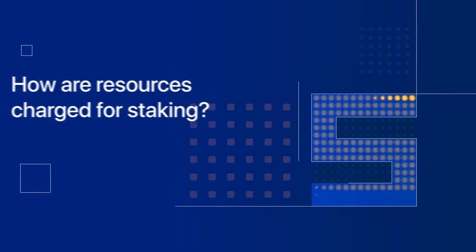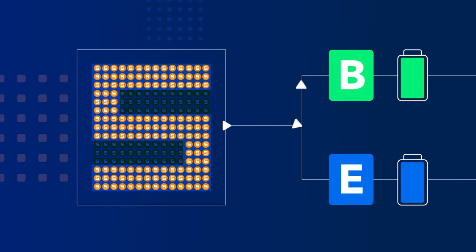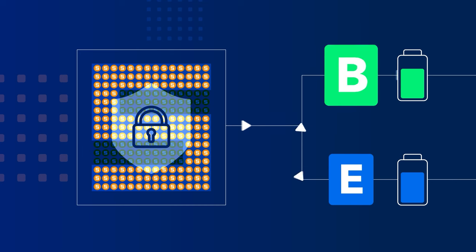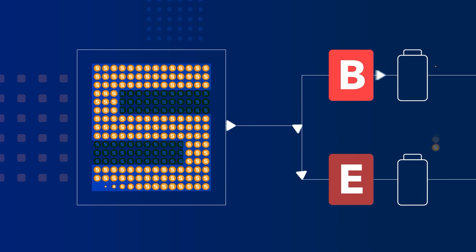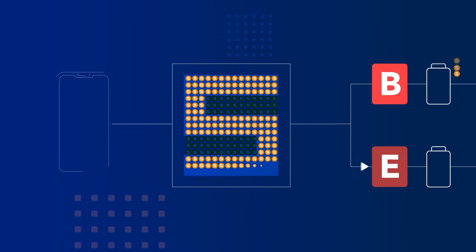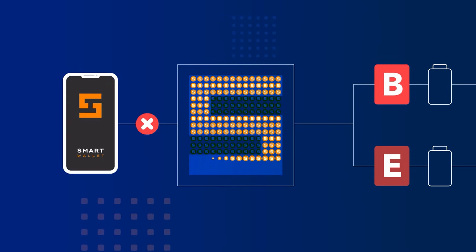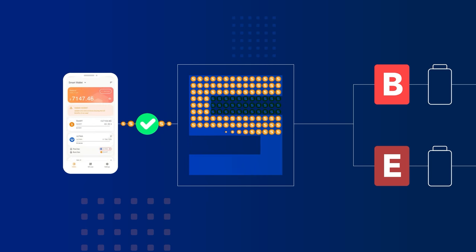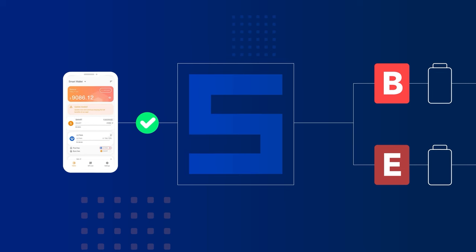How are resources charged for staking? You can use resources, bandwidth, and energy only while smart is staked. But you can unfreeze coins at any time. Once you unfreeze smart, your resource is reset, and you will need to pay smart for transactions. After unfreezing, the staked smart coins remain unavailable for withdrawal for 2 weeks, after which they can be withdrawn to the smart wallet. The amount of resources in the wallet updates within 24 hours, depending on the network parameters.